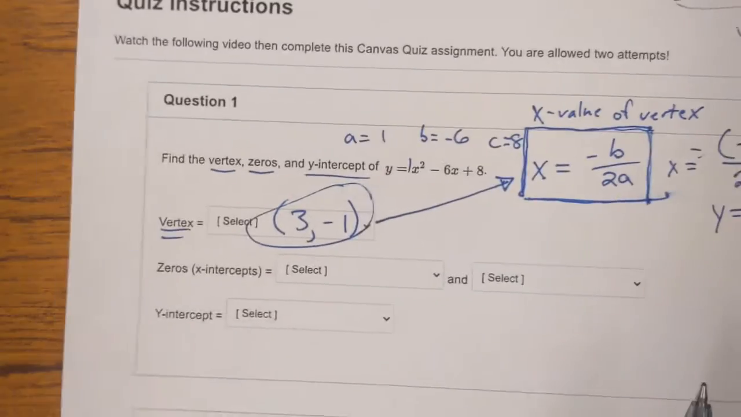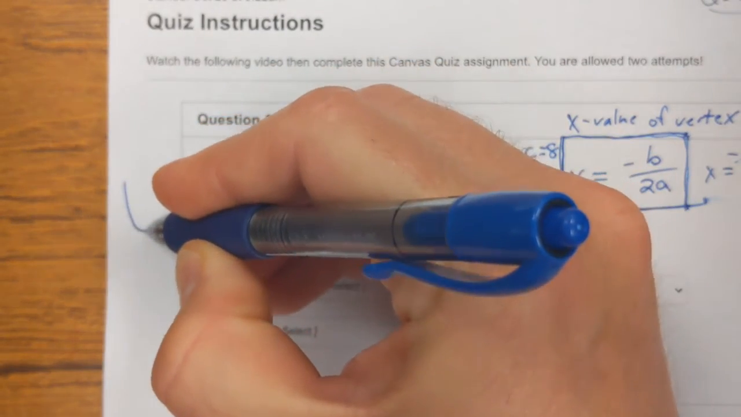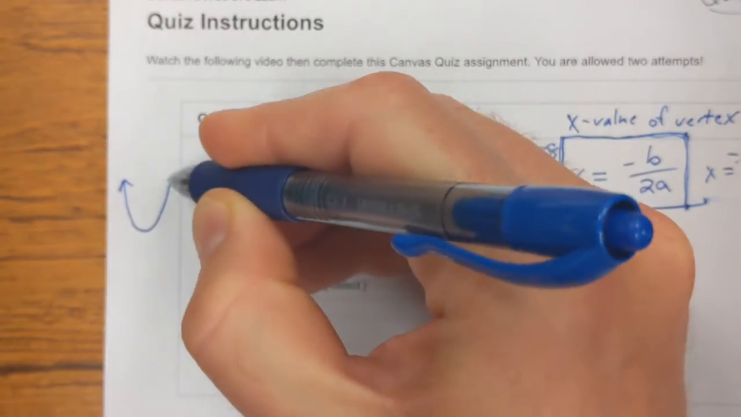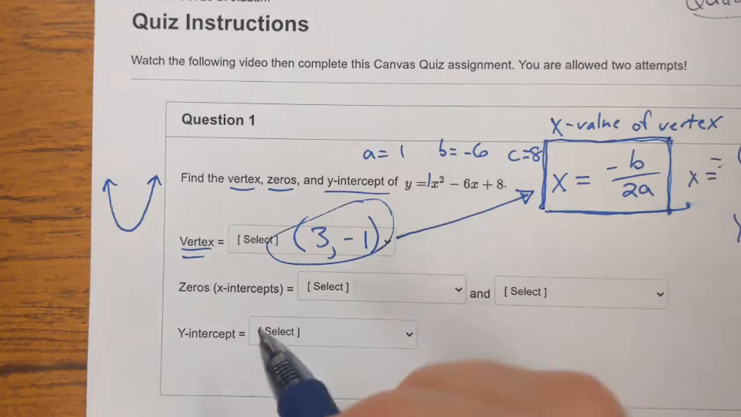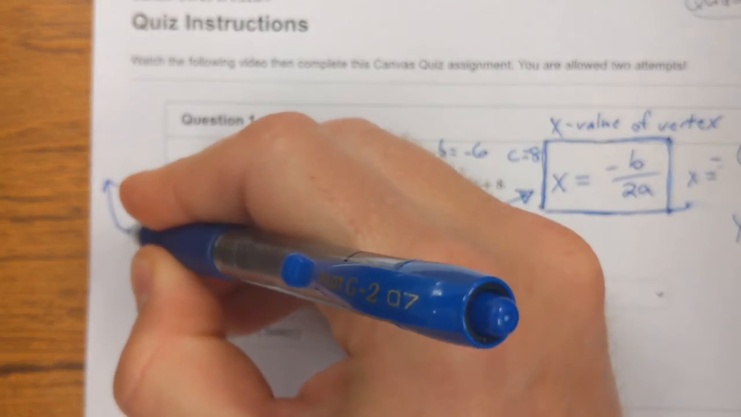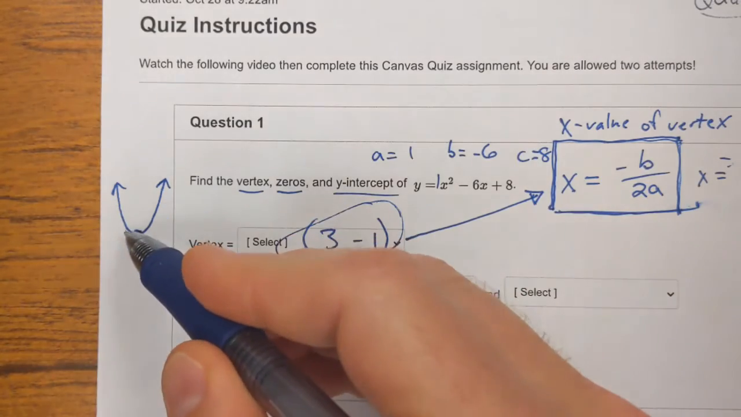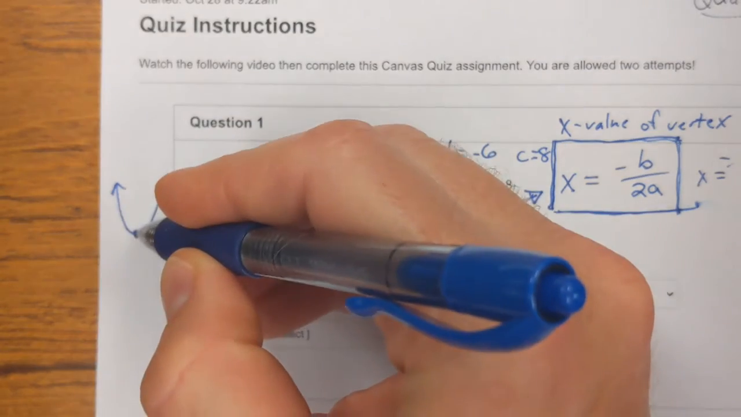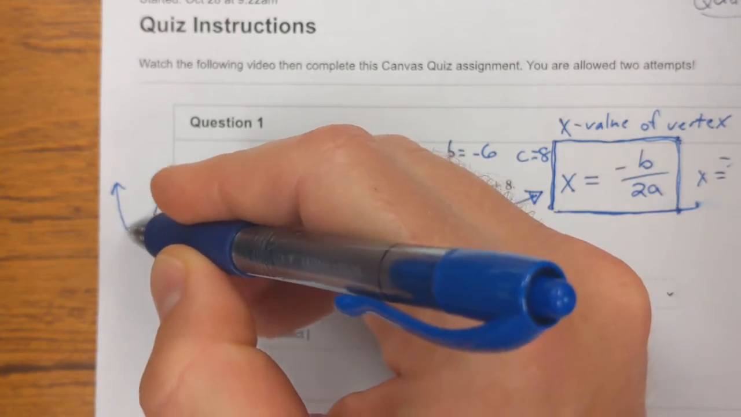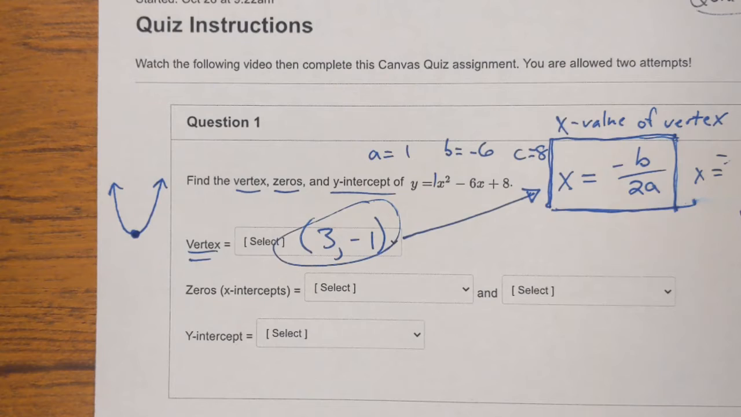I'll show you real quick because you might be wondering what the vertex is. When you graph quadratic functions like this, you get this parabola shape. The vertex is the point right here, where the parabola changes and switches direction. The parabola is also symmetrical about this point, so everything to the left of the vertex is a mirror image of everything to the right.